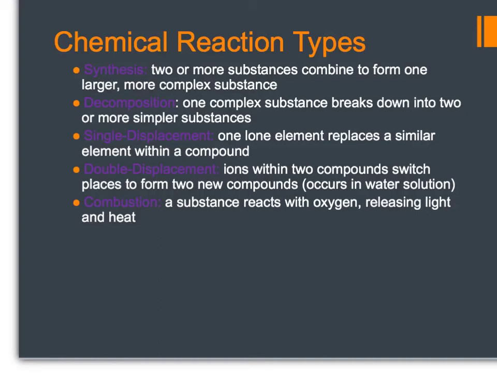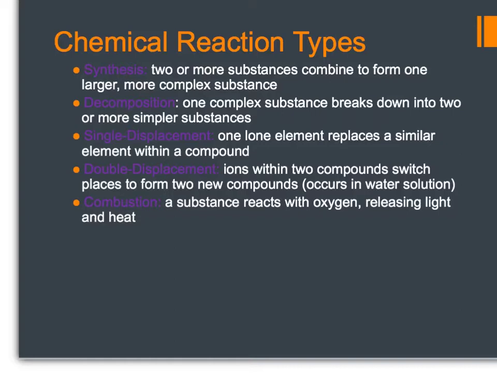Okay, this is the second lecture in the Chapter 8 Modern Chemistry book. And in this lecture, we're going to be talking about chemical reactions. So we're looking at how elements and compounds can come together and form new substances, or how existing substances can break down into smaller parts.